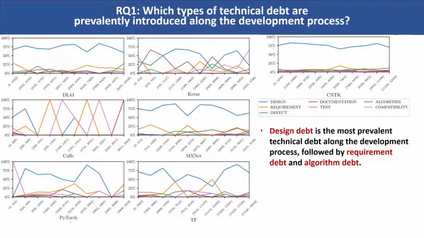The first question is, which types of technical debt are most frequently introduced along the development process? This can reflect which kinds of suboptimal trade-offs are made by developers during the development process. We find that design debt is the most common, followed by requirement debt and algorithm debt. Documentation debt is the least common, followed by test debt.